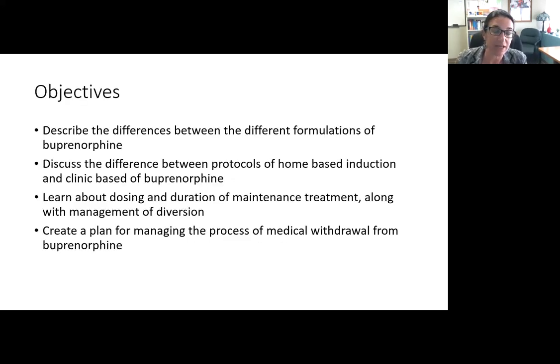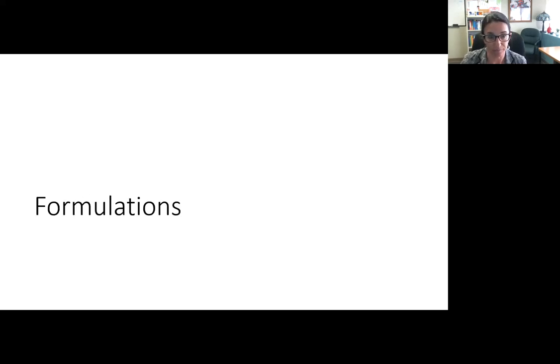So the objectives today are to describe the differences between different formulations of buprenorphine, discuss the difference between protocols of home-based and clinic-based initiation of buprenorphine, learn about dosing and duration of maintenance treatment, along with how to potentially manage diversion of the medication, and create a plan for managing the process of medical withdrawal when indicated from buprenorphine.